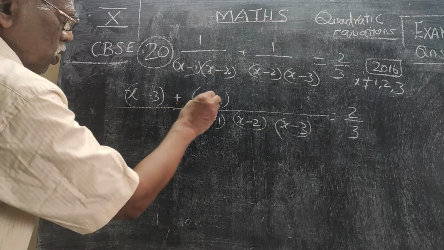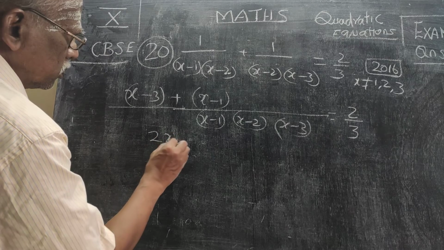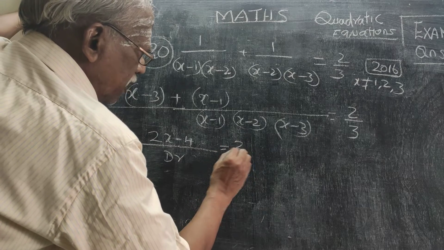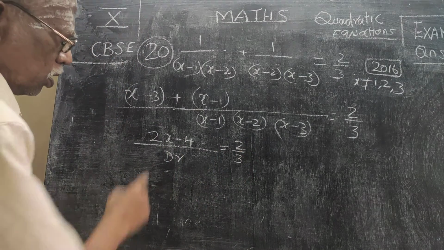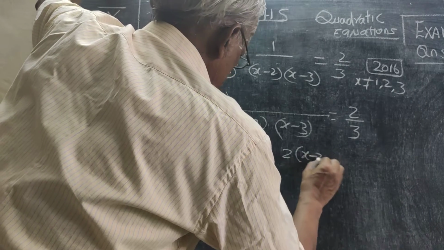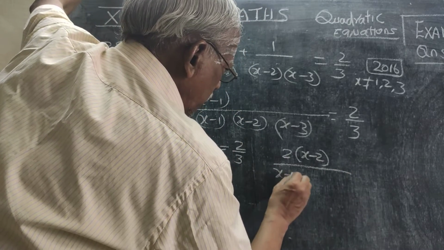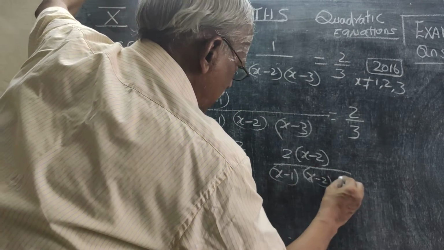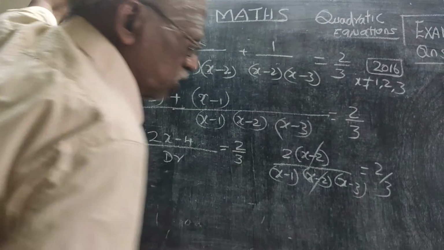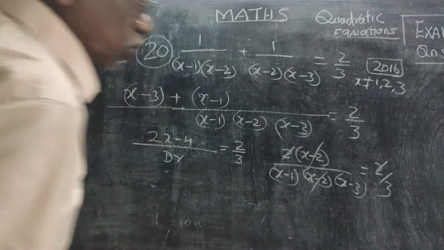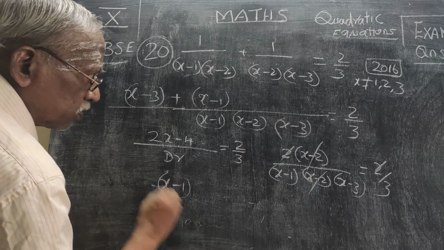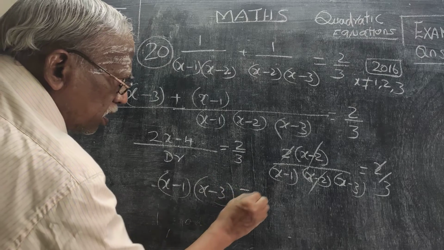So on simplification, 2x minus 4 divided by the denominator equal to 2 by 3. 2x minus 4 can be written as 2 times x minus 2 divided by x minus 1, x minus 2 and x minus 3, which is equal to 2 by 3. I can cancel x minus 2. I can cancel this 3 and 2 also. So what I am left with is x minus 1 into x minus 3 equal to 3.